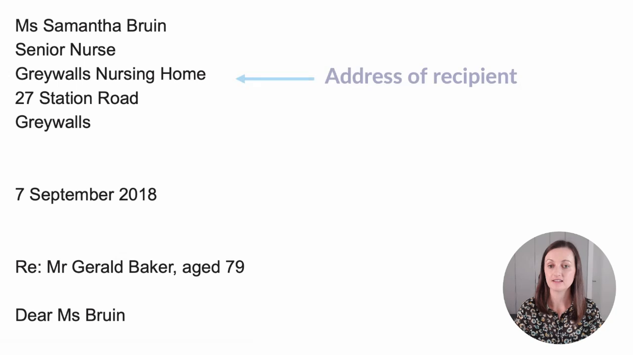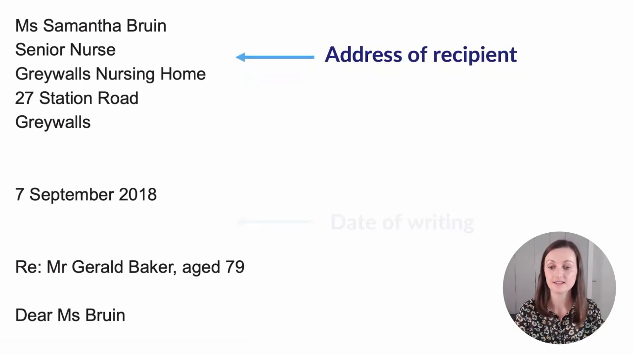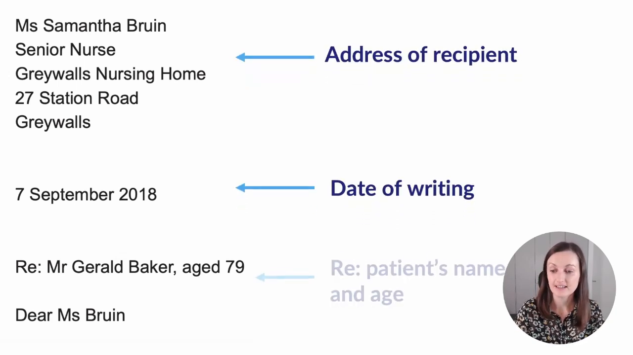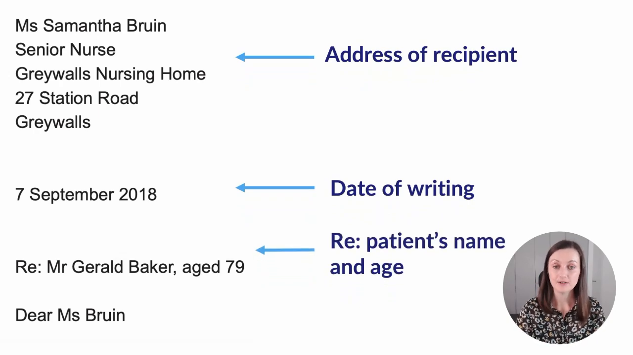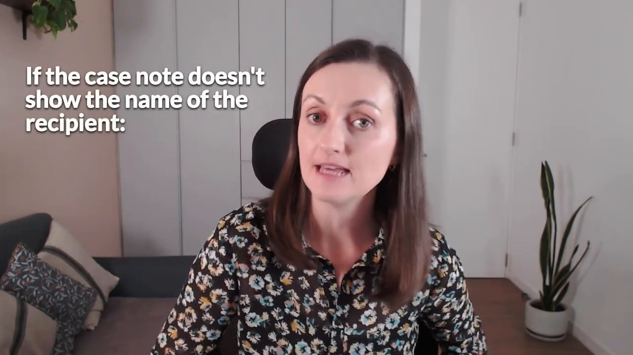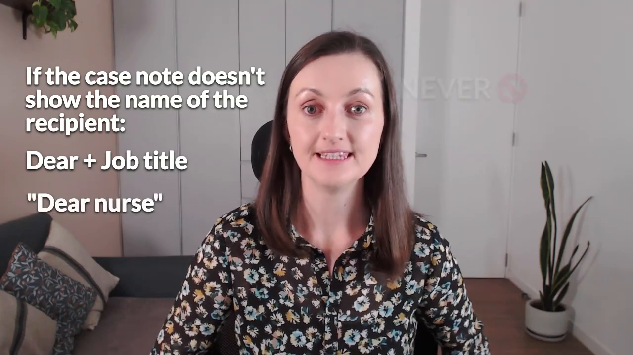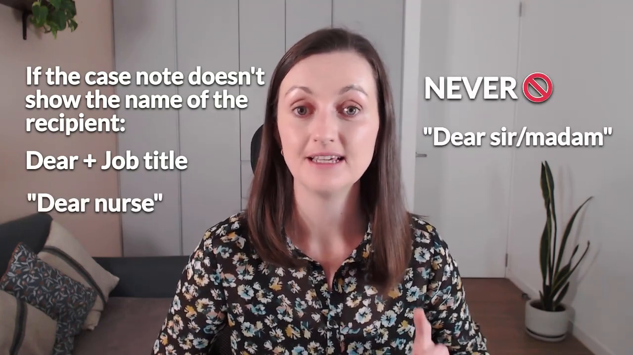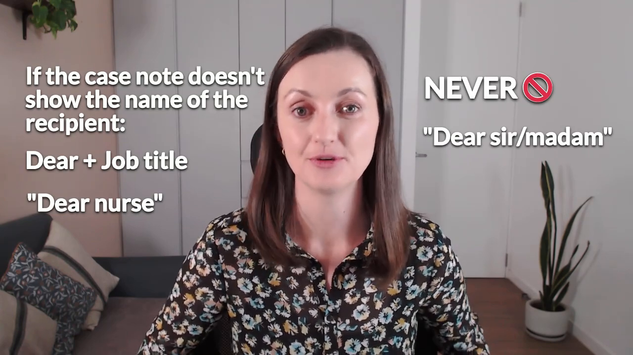This candidate has started with the address of the recipient, the date of writing the letter. They've put a re line, which introduces the patient with their name and age or date of birth. And then they've put dear and then the title and the surname of the recipient. If the case notes don't state the actual name of the recipient, you can simply write dear and their job title. For example, dear nurse. Never write dear sir or madam in an OET letter, as this is not appropriate.